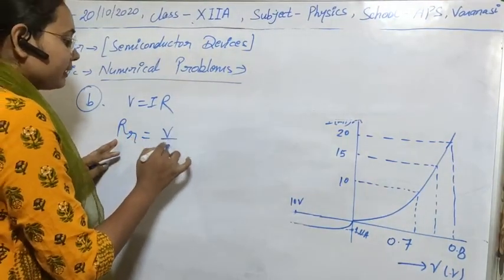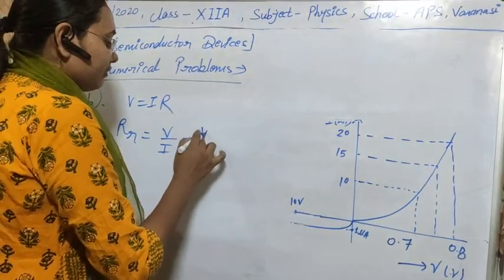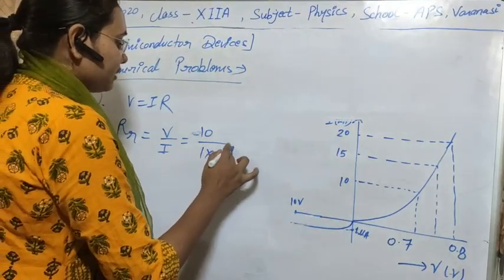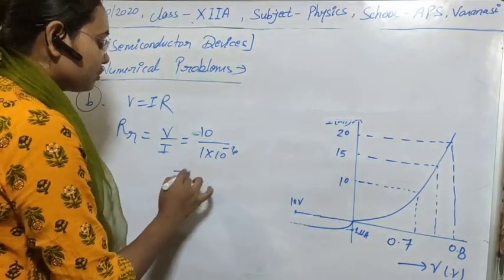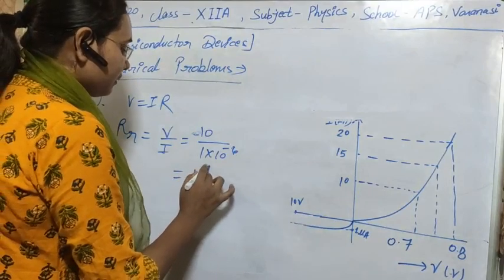That will be simply V by I. What is V? That is 10 volt. And what is I? That is 1 microampere, means 10 power minus 6. After solving this, we get the value 10 power 7 ohm.